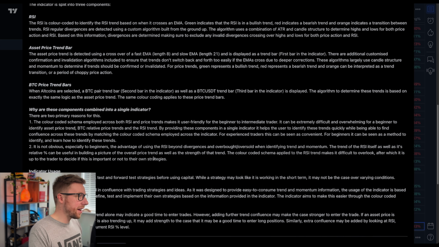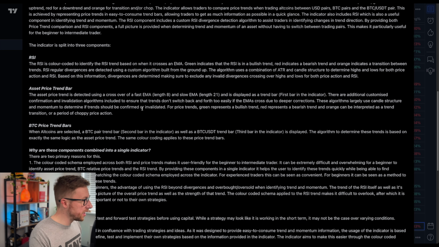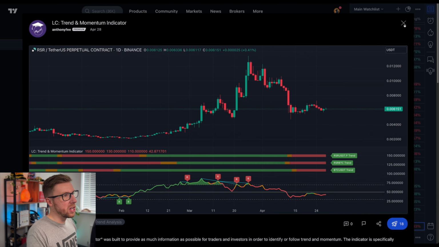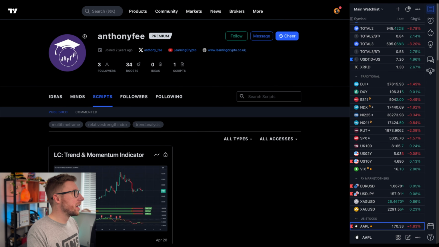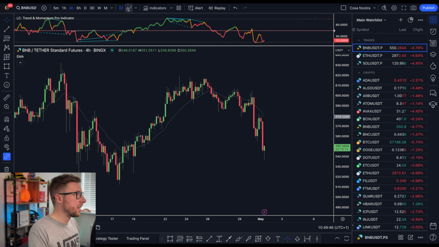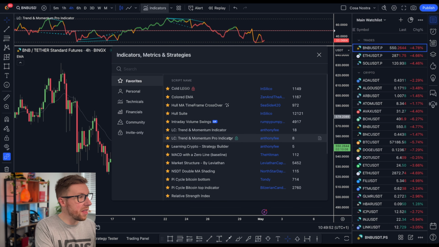So how do you get this on your chart? First thing you need to do, go down to the bottom. There's a link in the description, and you need to go to add to favorites. Once it's added to your favorites, you then need to go to your Tradingview account, and you will then find it in this section here, right? So if I close this off, go back to indicators, and I will now see this version. This is a pro version. This is the other one, right?